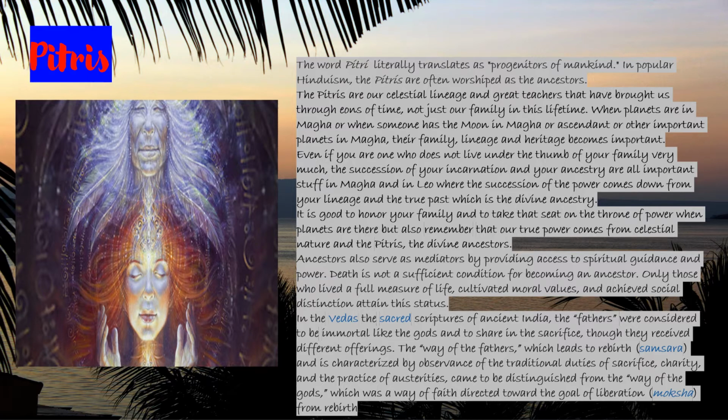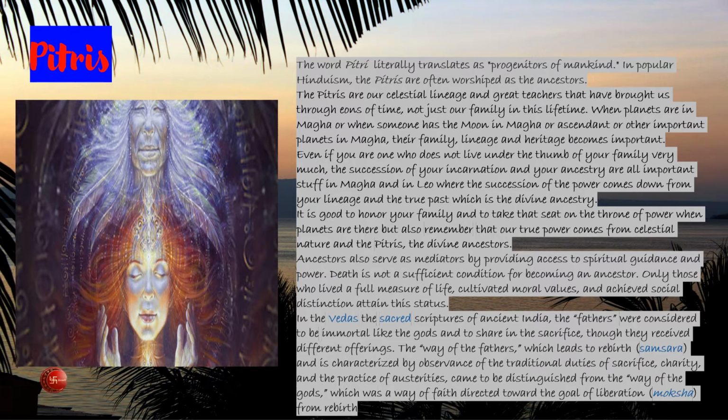They are our celestial lineage and great teachers that have brought us through eons of time, not just our family in this lifetime. When planets are in Magha, or when someone has the moon in Magha or ascendant, their family, their lineage, and their heritage becomes important to them. You know, this is what they like to focus on. This is probably their dharma. And even if you are one who does not live under the thumb of your family, or who is not concentrated in your family, the succession of your own progeny and your own children are all important.